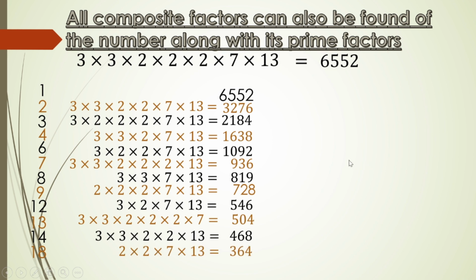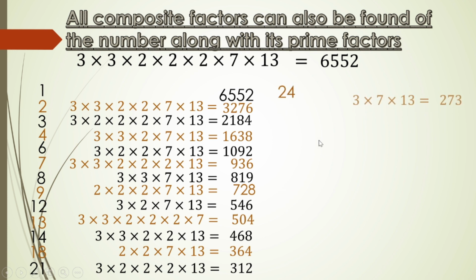20? No, because 5 is not present. 21? Yes, because 7 and 3 are present. The cofactor is this. Is 22? No, because 11 is not present. So 2 and 11 both are needed. 11 is not there, so 22 will not be a factor. 23 will not. 24 will, yes, because 8 into 3 is 24. And the cofactor is this. 25? No. 26? 13 into 2 is there. 13 into 2 is 26. So 26 is a factor and the cofactor is this.